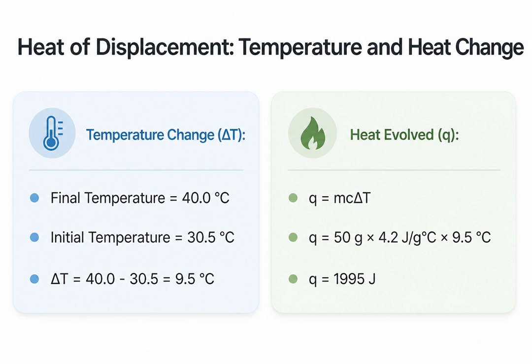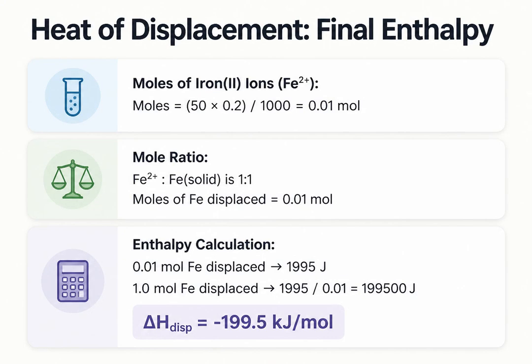Using our heat formula, we multiply the 50-gram mass by 4.2 and by the 9.5 degree temperature change. This reveals that 1,995 joules of heat were evolved during the displacement. To find the enthalpy of displacement, we determine the moles of iron displaced. We calculate the moles of iron 2 ions in the original solution, which is 0.01 moles.